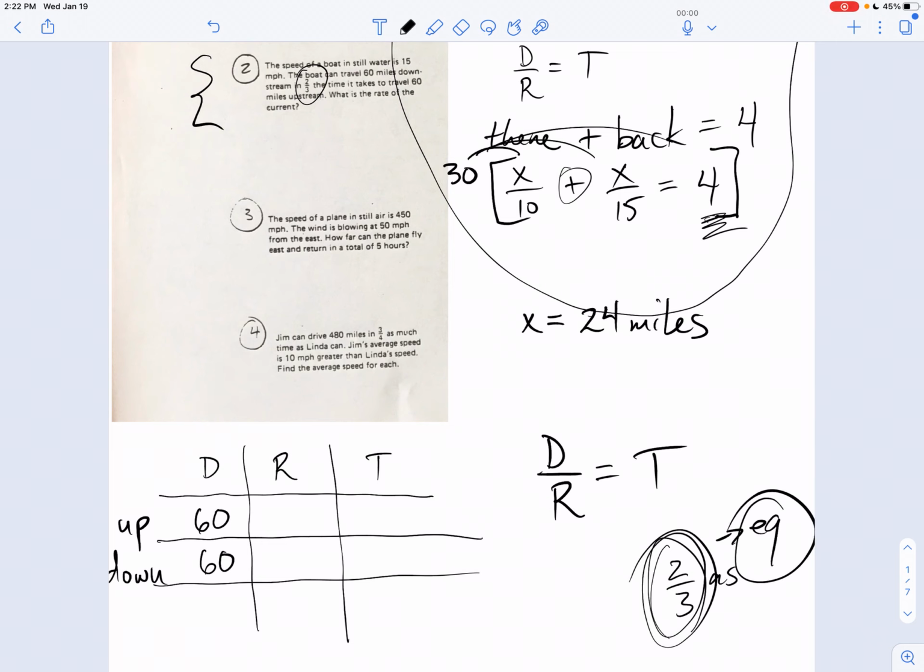It does not go in my chart, but it's going to make itself known when we go to write the equation. Once again, I'm trying to fill in the D's and the R's. That's going to give me the T. Then I'm going to take all the stuff that's in the T column and create an equation with it. So here we go.